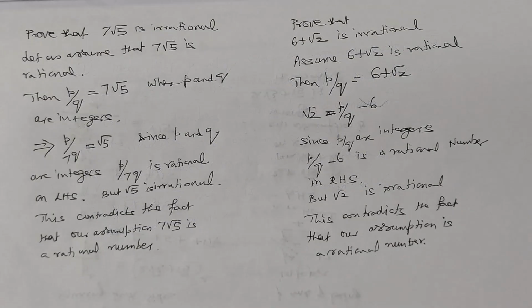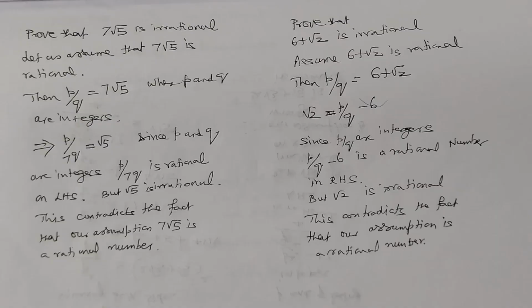Now let us see the other problems as well. Prove that 7 root 5 is irrational. If we assume 7 root 5 is rational, then p/q must be equal to 7 square root of 5, where p and q are integers. This gives p/7q = root 5. Since p and q are integers, p/7q is rational on the left hand side, but root 5 is irrational on the right hand side. This contradicts our assumption that 7 root 5 is a rational number. Therefore, 7 root 5 is irrational.